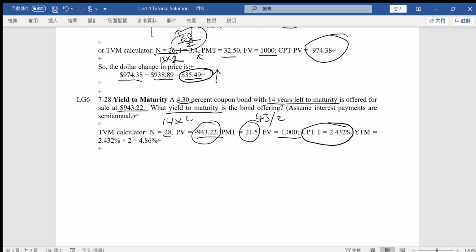Okay, that will be 2.432. But be careful, that stands for half a year. Finally, you need to convert it back to a year, and then that will be the yield to maturity. Yield to maturity should be an annual interest rate. So you convert it, times 2, and that will be 4.86%. Okay, and that will be the calculation.